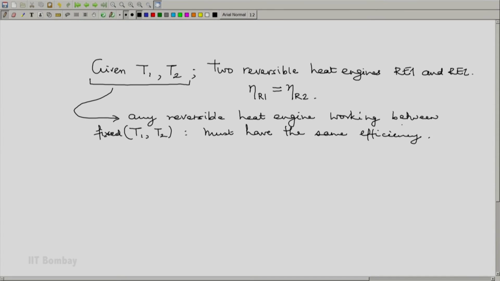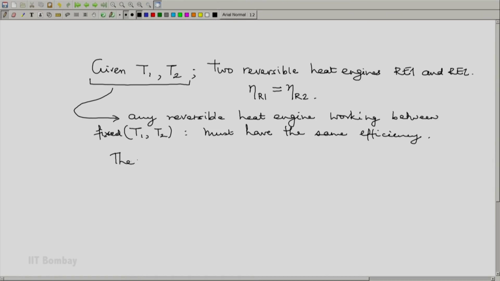Okay. If you change T1 and T2, the efficiency may change, but if you have fixed T1 and T2, there is a fixed efficiency for any reversible heat engine working between them. It does not matter what type of engine it is, it does not matter about the details of the processes, materials of construction, fluids used, nothing. The only thing is that the engine must be reversible, then you have the same efficiency.